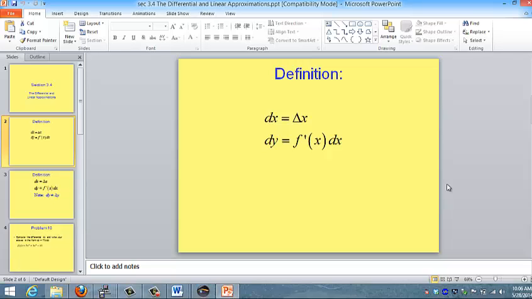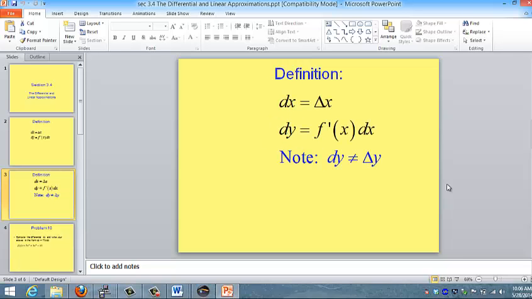So how do you even read what's on the screen? What's that first line say? dx equals change in x. Okay, delta x, or the change in x. All right? And maybe the other thing I should tell you guys is, notice what I didn't write. I didn't write dy equals delta y. That's not true. Okay? dx is going to equal delta x, but dy does not equal delta y.